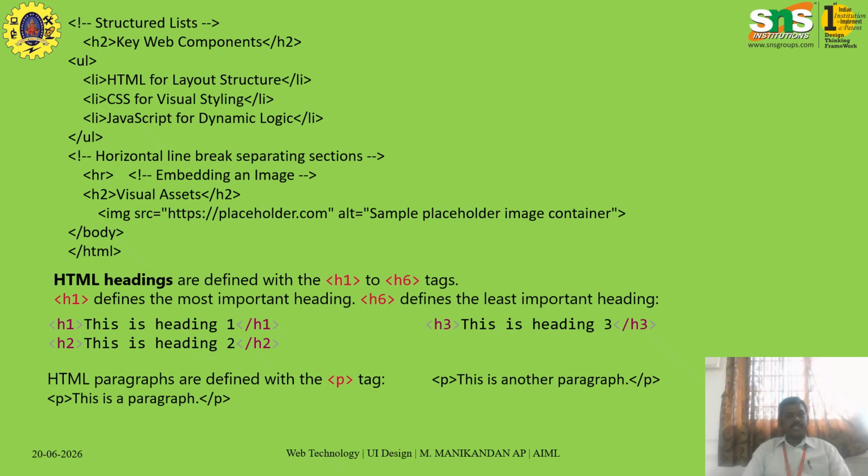And second, we have a horizontal line break separating these sections. Embedding an image: here we are using visual assets. Visual assets is nothing but placing an image tag and giving a source image to that image tag, which will be displayed in the web browser.